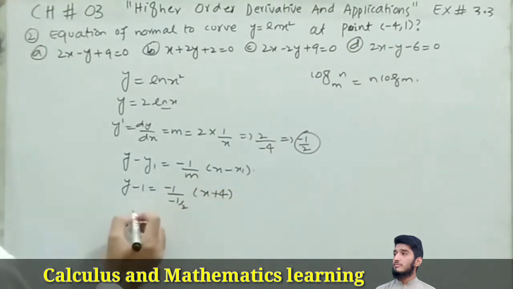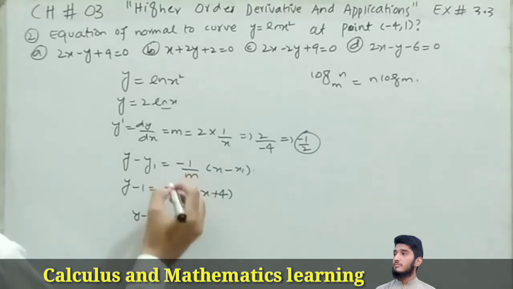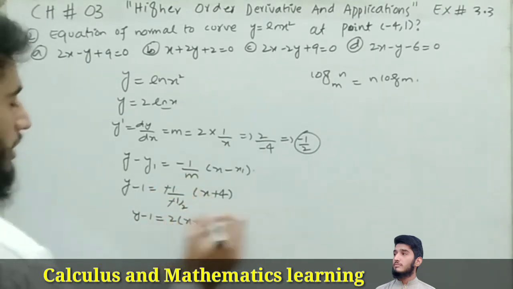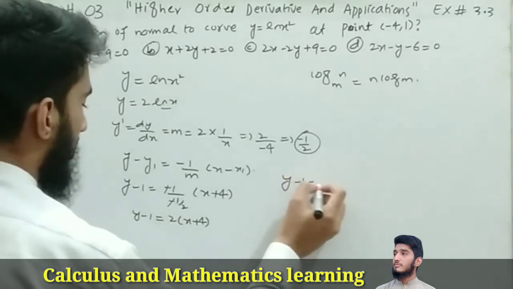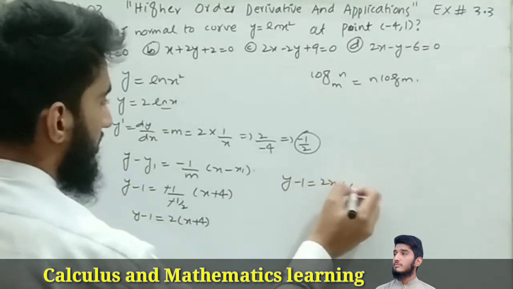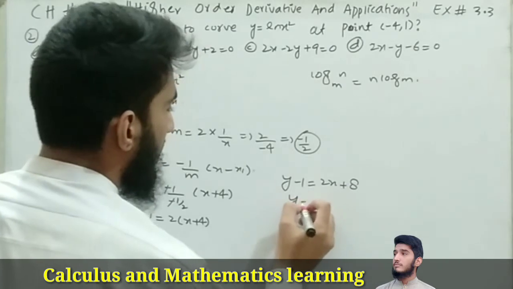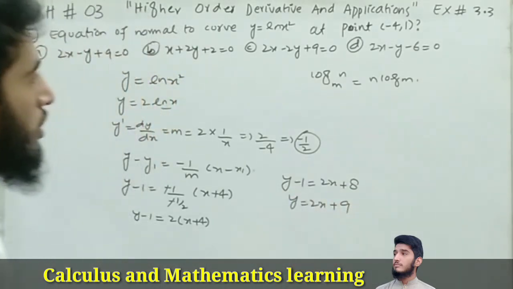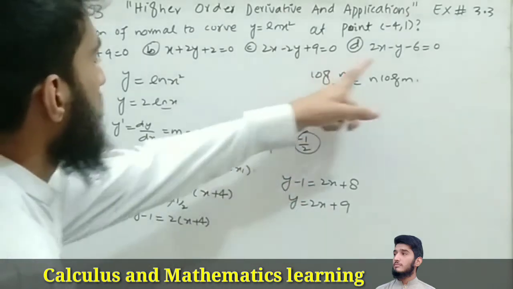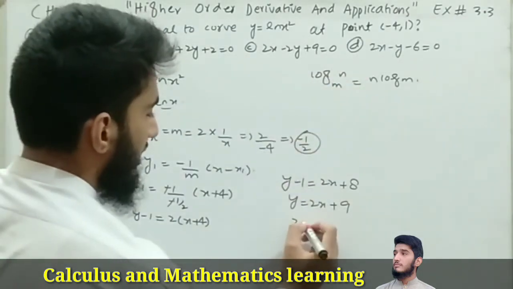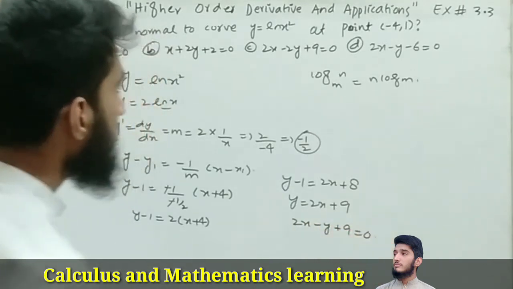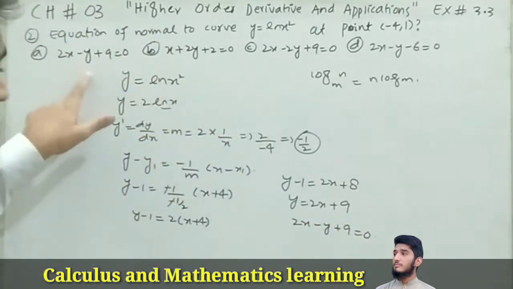Now it becomes y minus 1. This will move to the numerator, minus will cancel out with minus, giving us 2 into x plus 4. So by simplification it becomes y minus 1 will be equal to 2x plus 8. So our y will be equal to 2x plus 1 plus 8, which will give us 9. So in the options we have 2x minus y. We can also write it in the form 2x minus y plus 9 is equal to 0. So 2x minus y plus 9 is equal to 0 is the option.